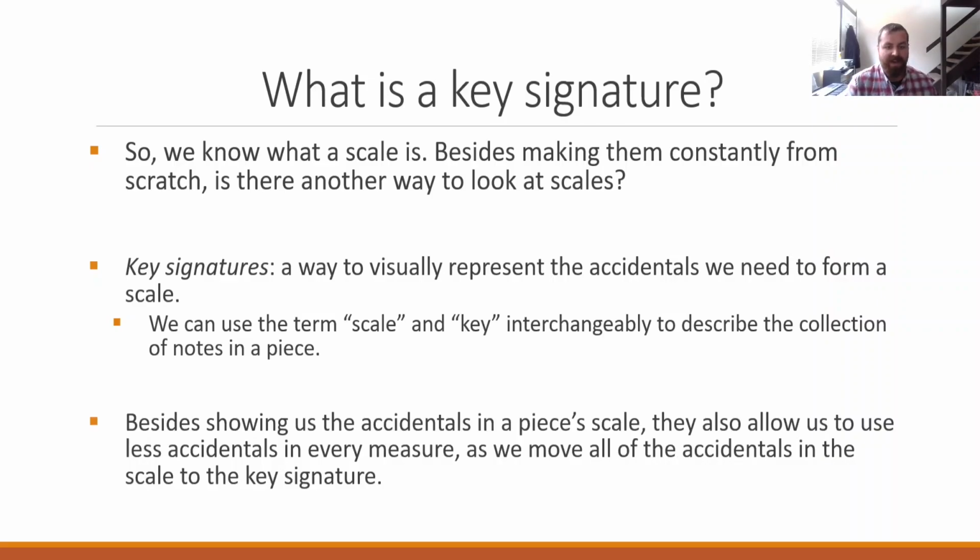Besides showing us the accidentals in a scale, it also allows us to use fewer accidentals in every measure as we move all the accidentals in the scale to the key signature. So for instance, if we know that every single C is going to be sharp, we can remove it from the actual music and just put it off to the side to make it easier to read and less cluttered.